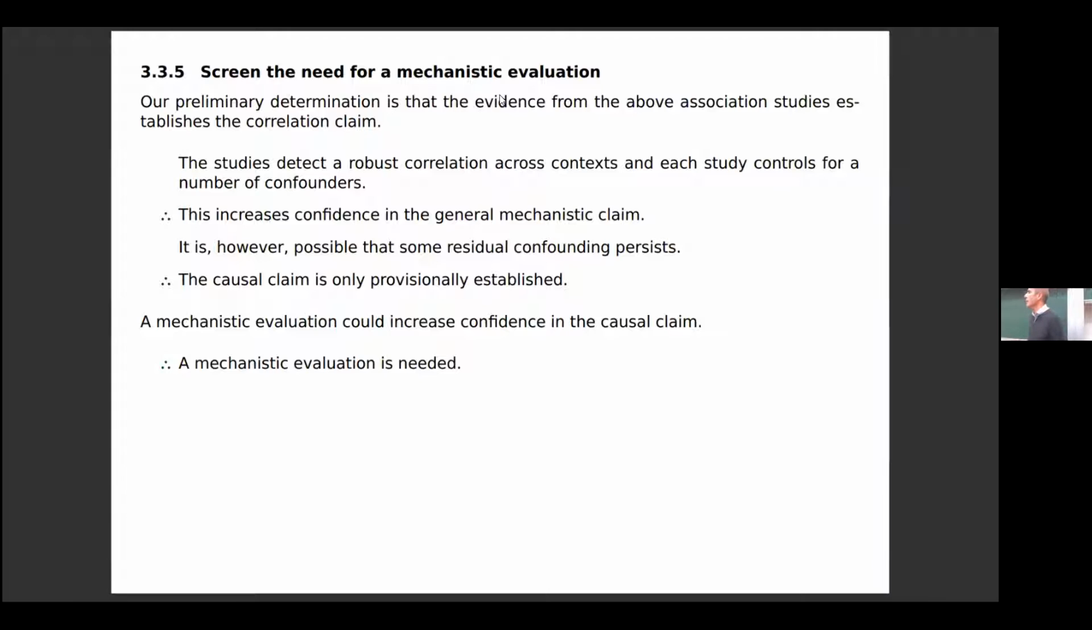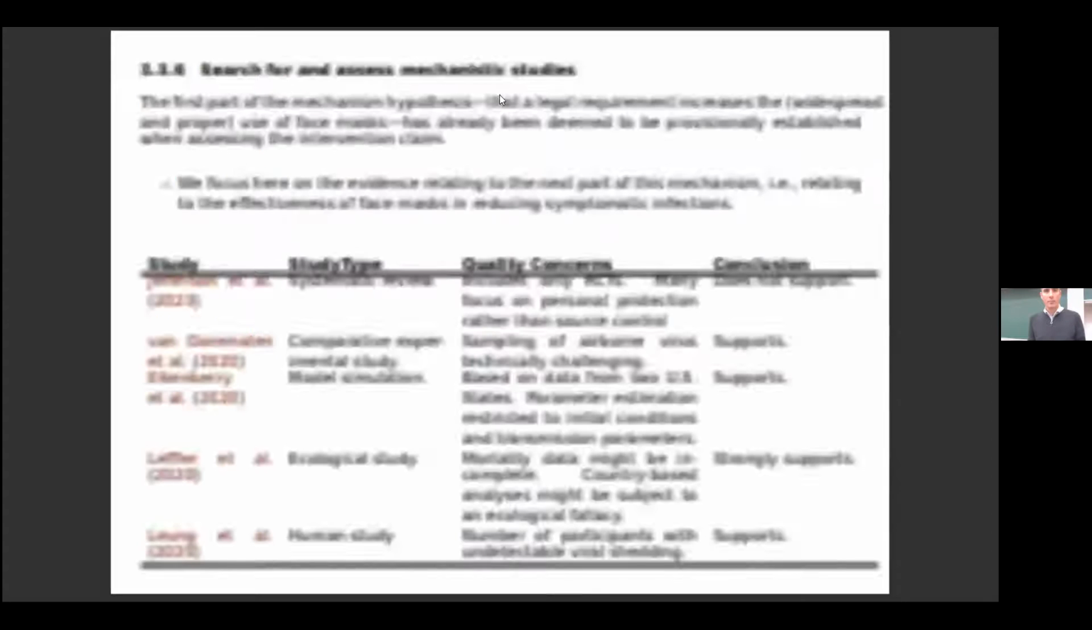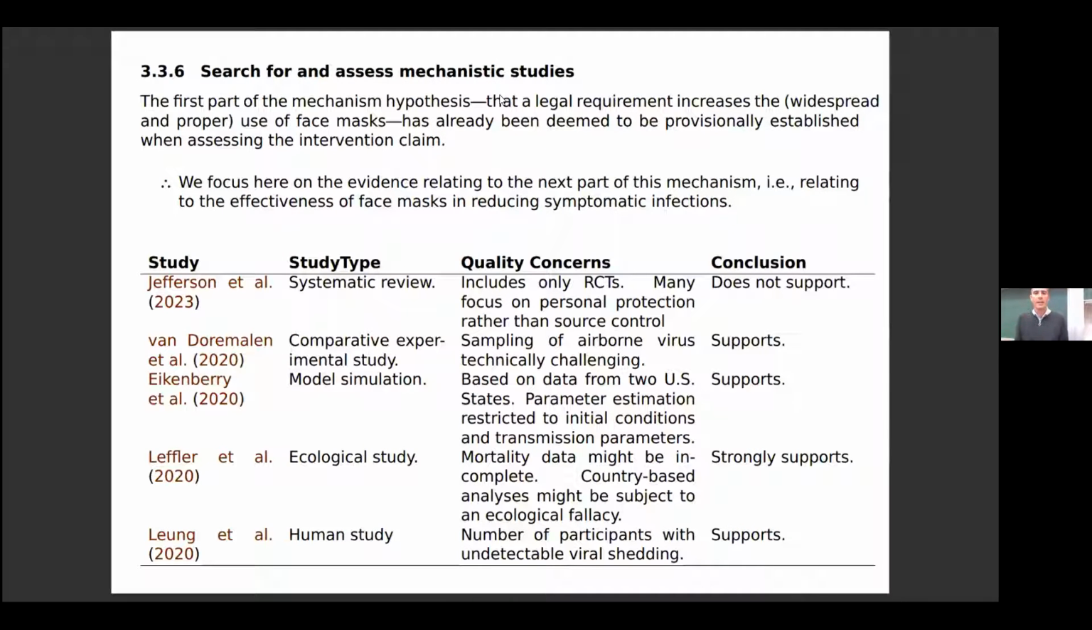So there are some high quality association studies, but they don't suffice on their own to establish the causal claim. Indeed, systematic reviews have argued that the causal claim isn't established on the basis of association studies. So a mechanistic evaluation is needed. We search for and assess the mechanistic studies. What we find is that these mechanistic studies support the hypothesized mechanism of action, but they undermine the hypothesized counteracting mechanism.